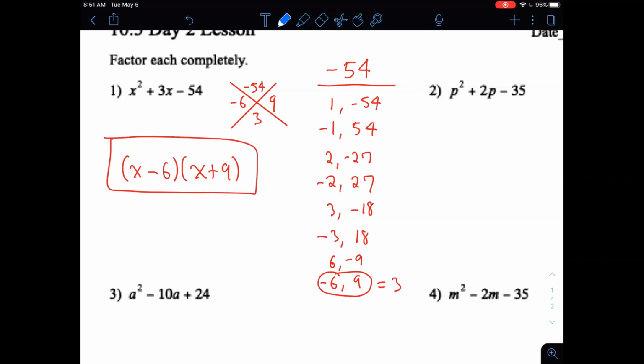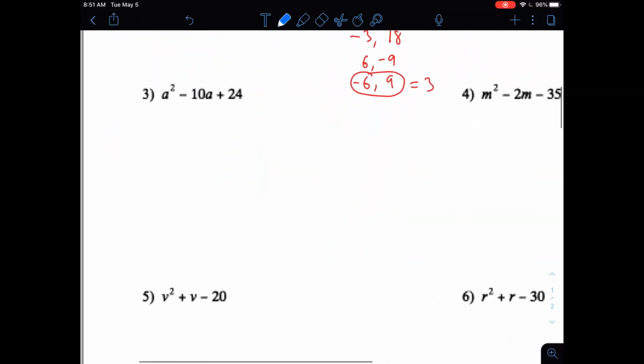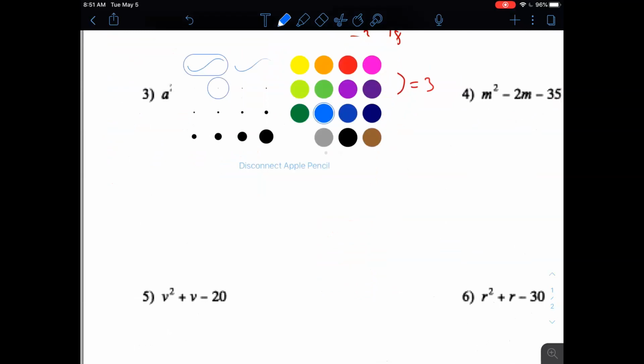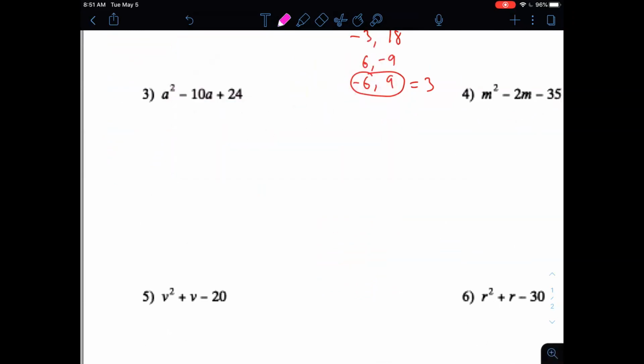Okay, next, let's move on to another example. Now, this one, we have a squared minus 10a plus 24, so we're going to make our diamond again. We're going to put positive 24 and negative 10. Okay? So we're going to look for factors of 24.